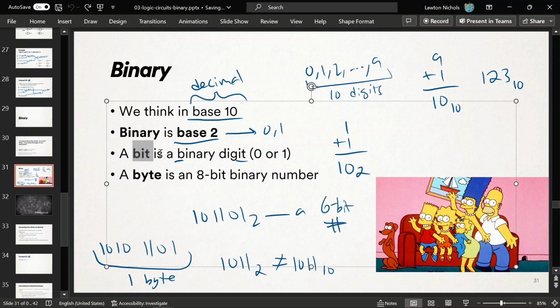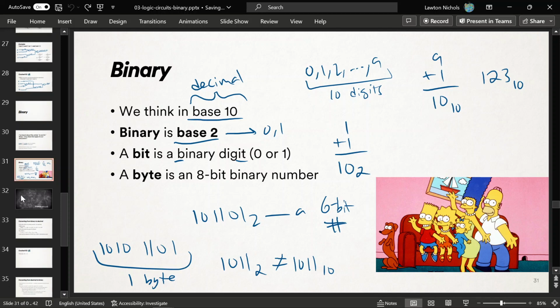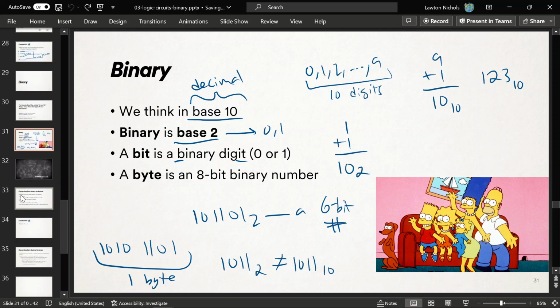And so we learned about a bit. A bit is a single binary digit, and a byte is 8 bits. So just some string of 8 ones and zeros, that is a byte. All right? So with that in mind, I want to teach you how to convert.